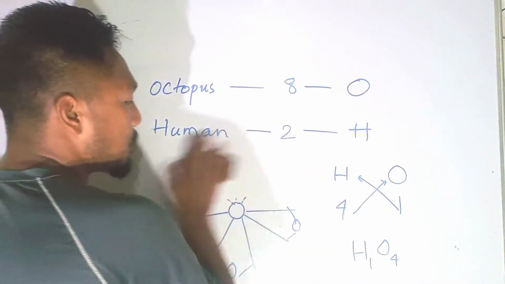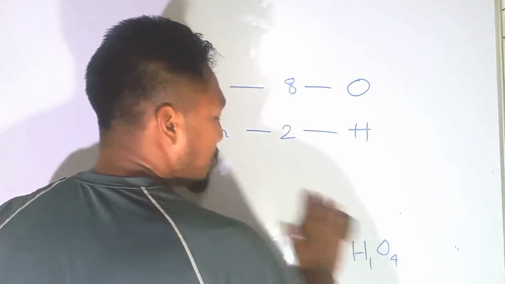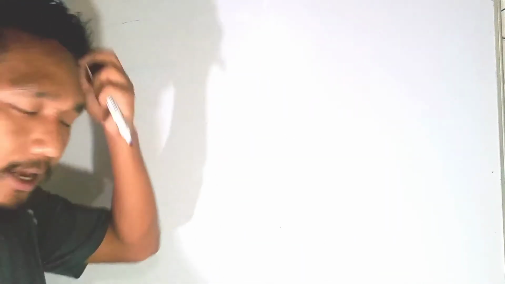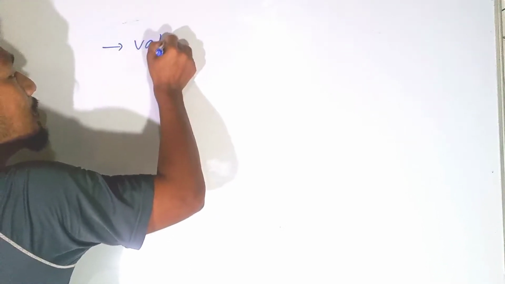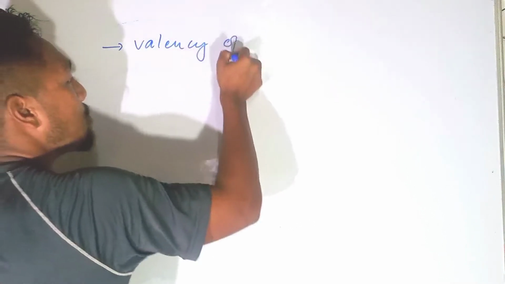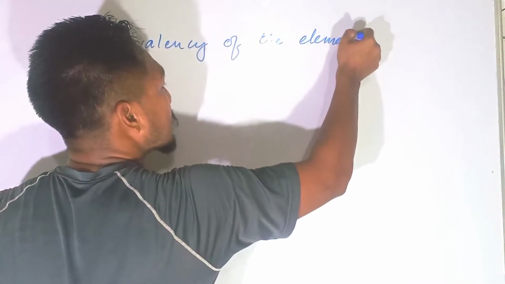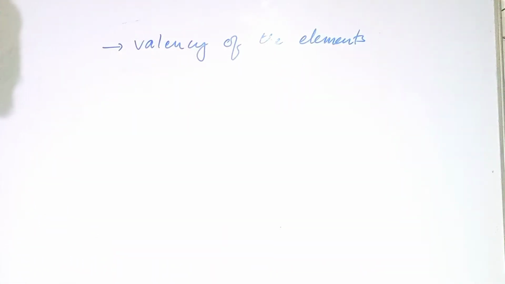First of all, whenever we are going to write the chemical formula of any compound, the first rule is that you have to know the valency of the element.